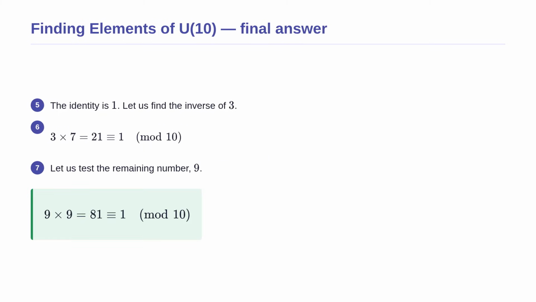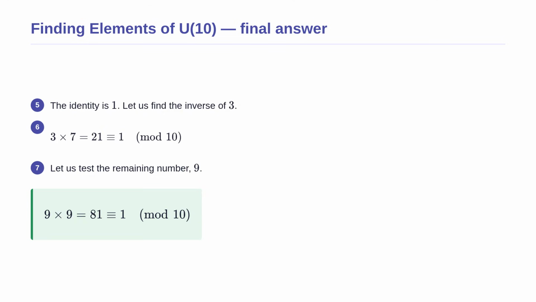With our set established, let us find the inverses for U of 10. The number 1 is the identity, so its inverse is just 1. Now, let us try to find the inverse of 3. We need a number that multiplies with 3 to give a remainder of 1 when divided by 10. We test multiplying 3 and 7 together, which gives 21. When we divide 21 by 10, it goes in twice to make 20, leaving a remainder of exactly 1. This proves that 3 and 7 are inverses of each other.